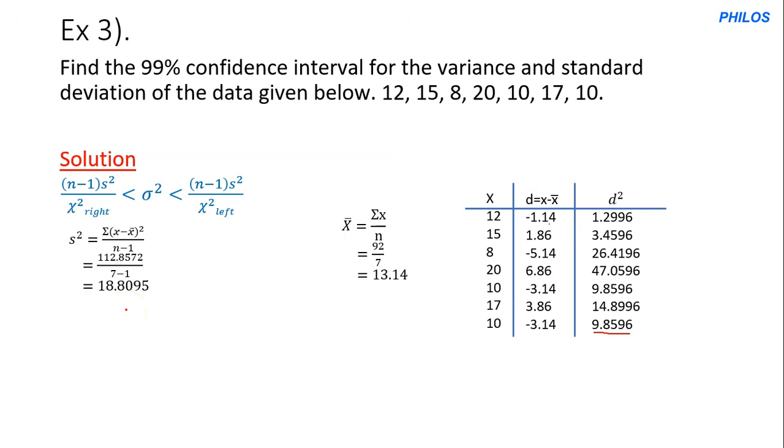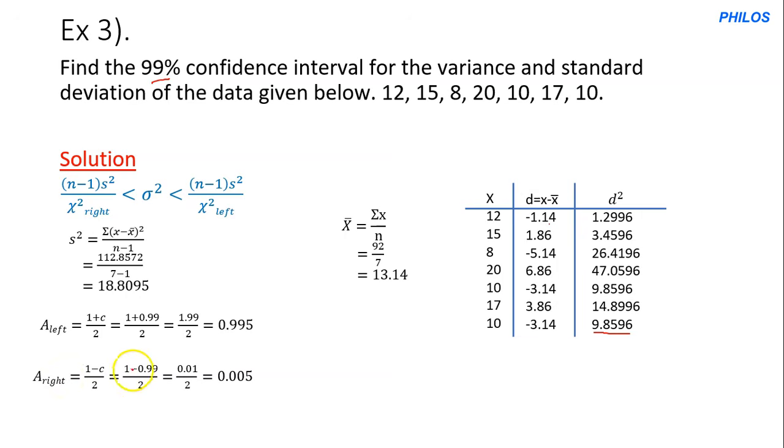After getting the variance, now we need the chi-square right and the chi-square left. Here our C is 99%, and that is 0.99. To get the area to the left, we say 1 plus 0.99, divided by 2, and that will give us 0.995. To get the area to the right, it is 1 minus 0.99, divided by 2, and that is 0.005. Or you can also say 1 minus the area to the left to get the right. After that, you find the degree of freedom, which is sample size minus 1. That's 7 minus 1, and that will give us 6.